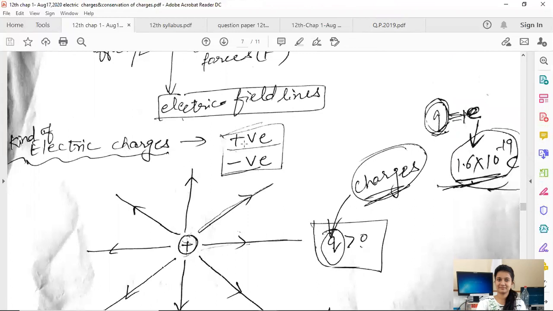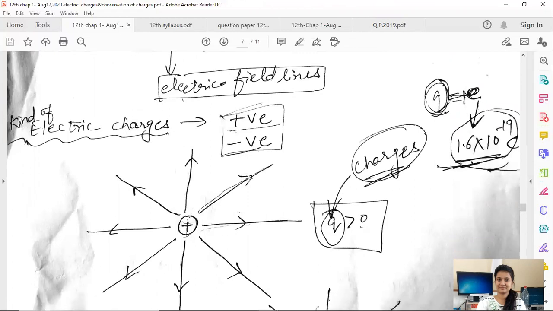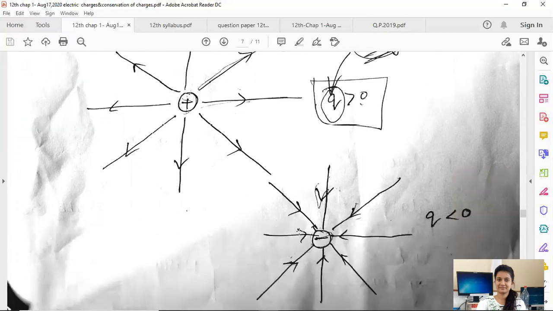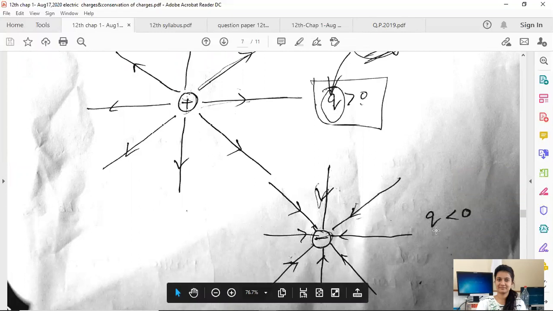Electric charges are of two kinds, positive and negative. For a positive charge, that is when Q is greater than 0, the electric field lines are represented by outward arrows. And when there is a negative charge, that is Q is less than 0, the electric field lines can be represented by inward arrows.